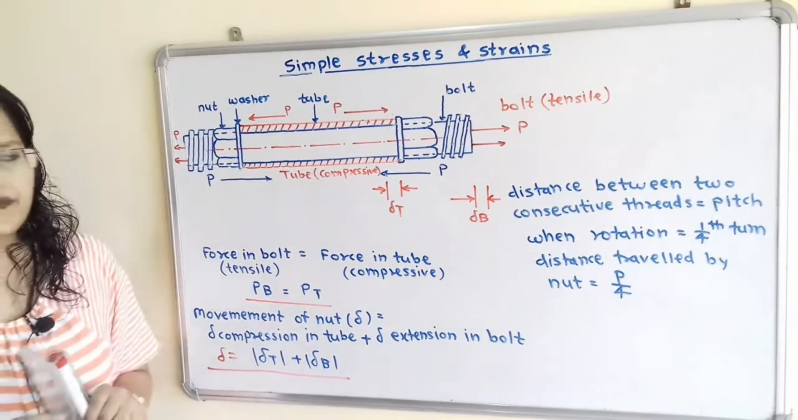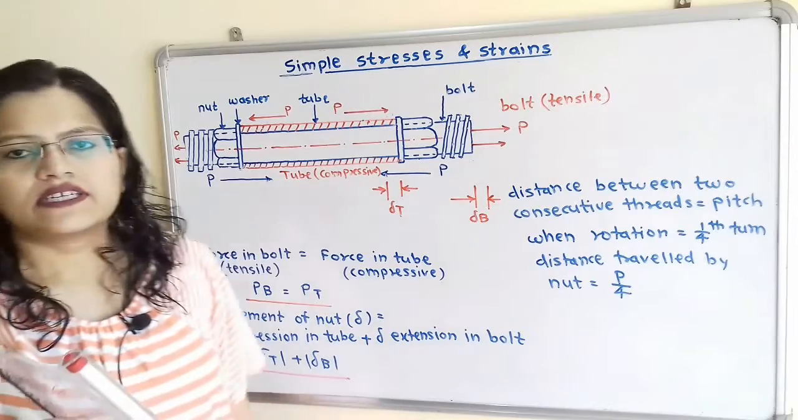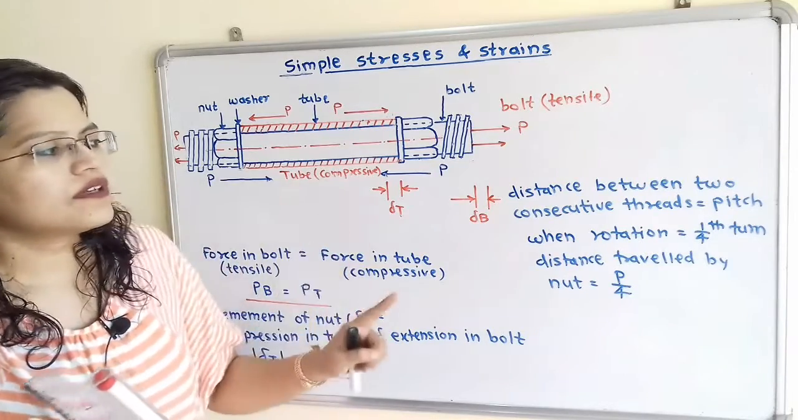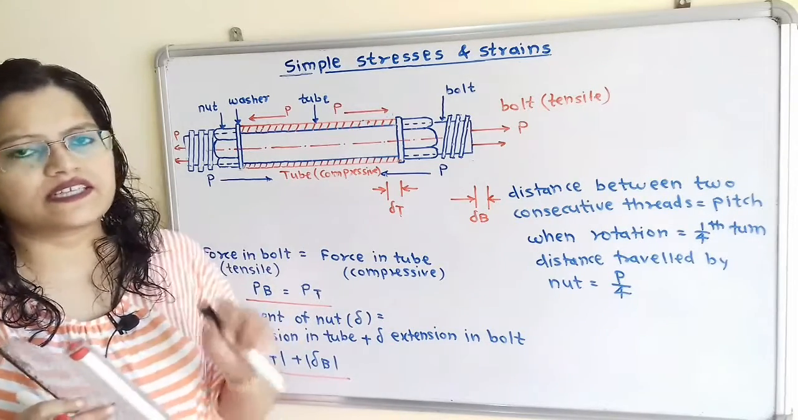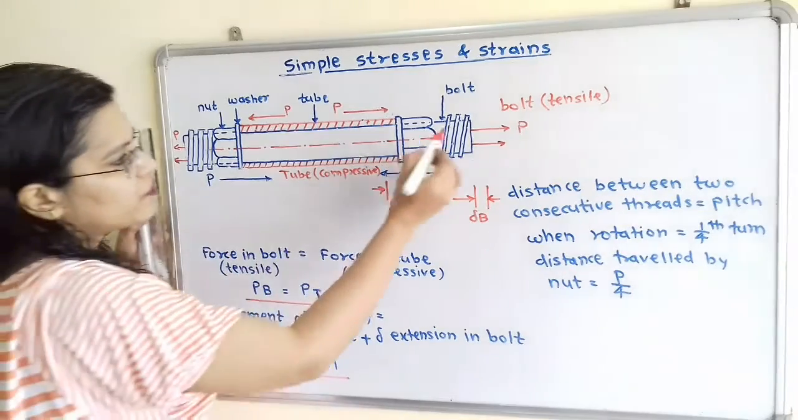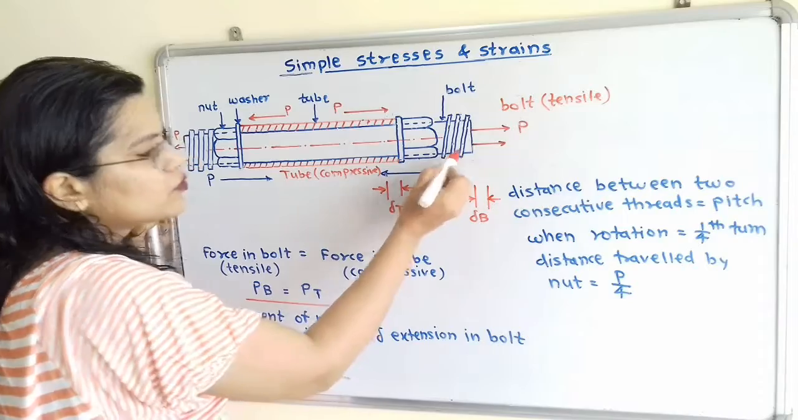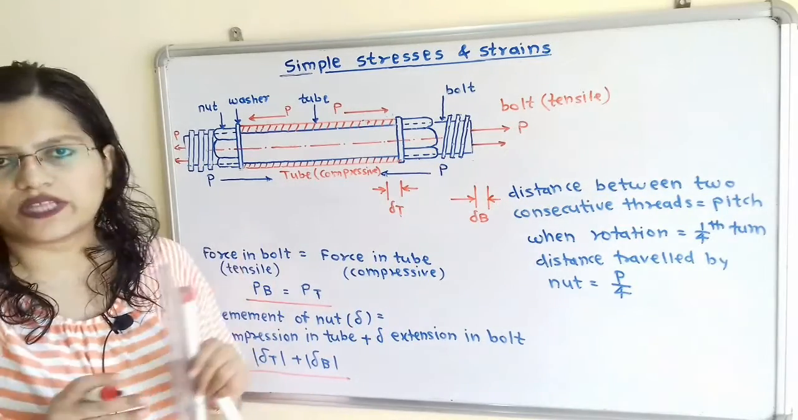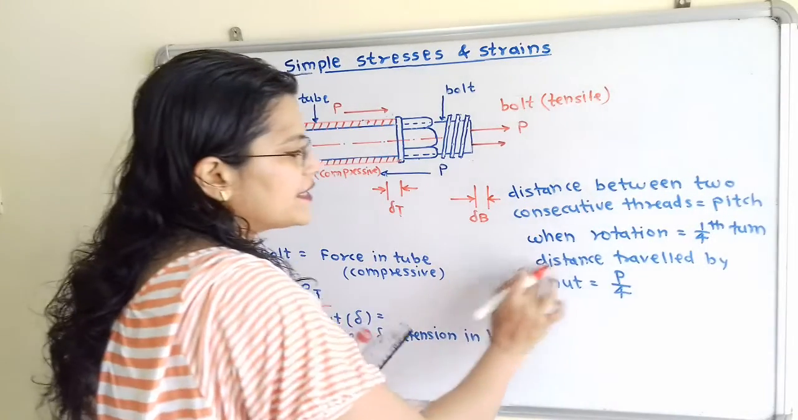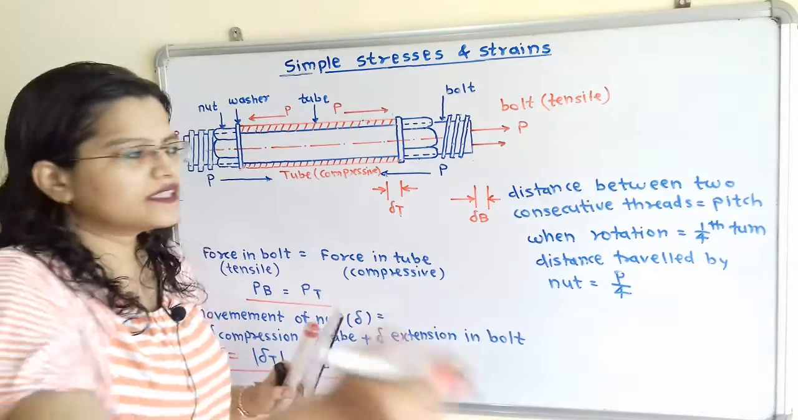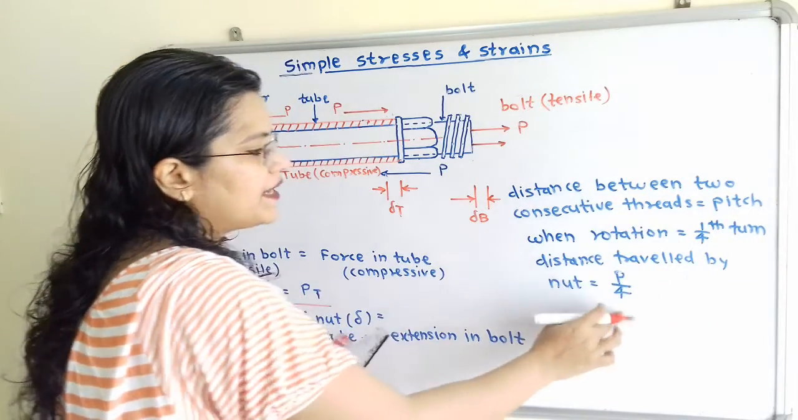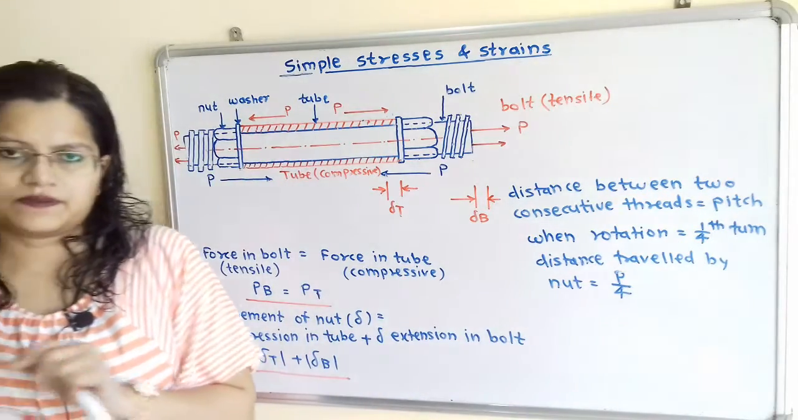Now next, the distance between two successive or consecutive threads is equal to pitch. So if we observe, these are the threads and the distance in between two successive threads is known as pitch. Linear distance travelled by nut is equal to pitch multiplied by number of turns.